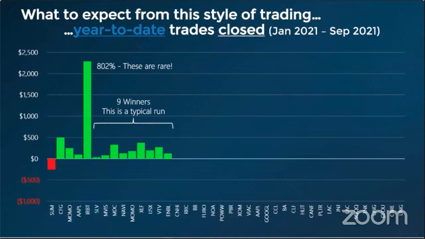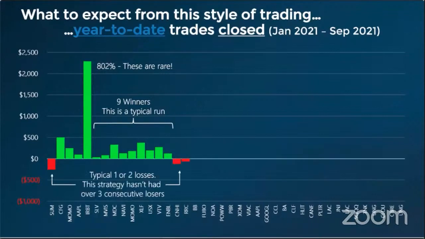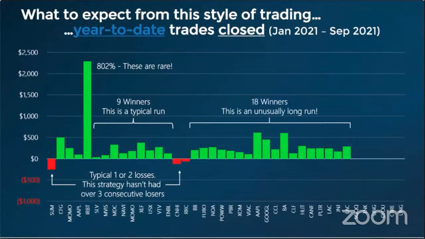This is a typical example. There were 9 winners in a row. That's a pretty normal run. You can see the profits were a bit more normal. So then we had a couple of losses, and this is normal. Typically we'll have 1 or 2, but this strategy hasn't had over 3 consecutive losing trades. Well, then we went on a really nice run, 18 winners in a row. That's unusually long, but again, it does happen. These are all real results of actual alerts sent out and closed with our subscribers.